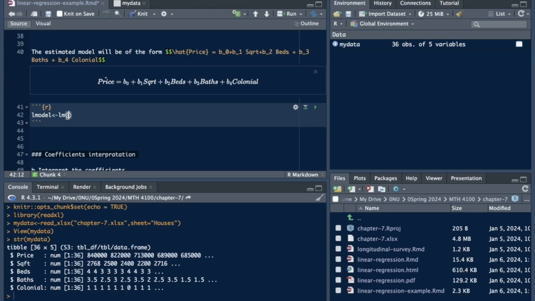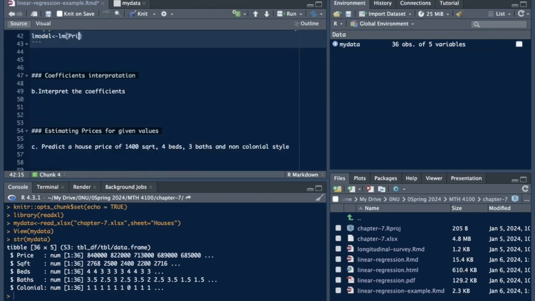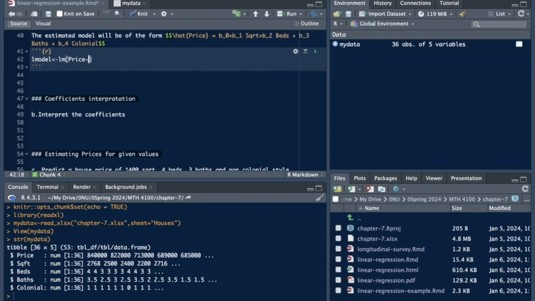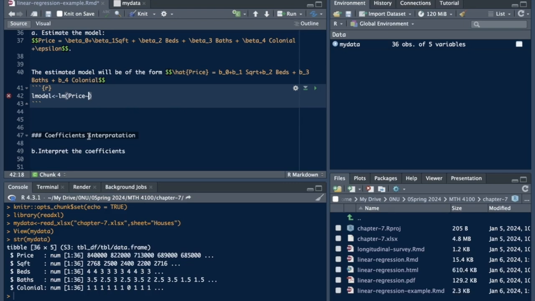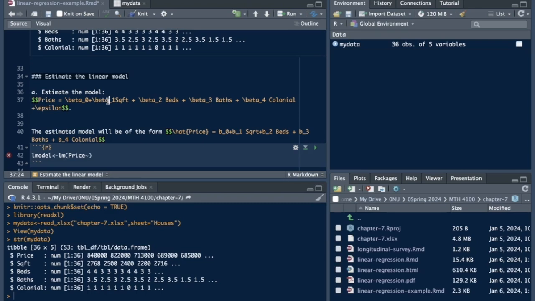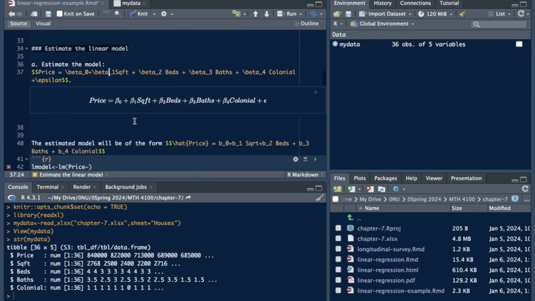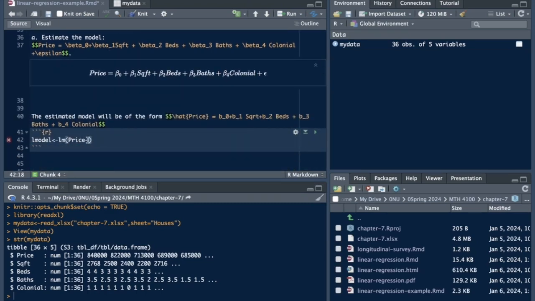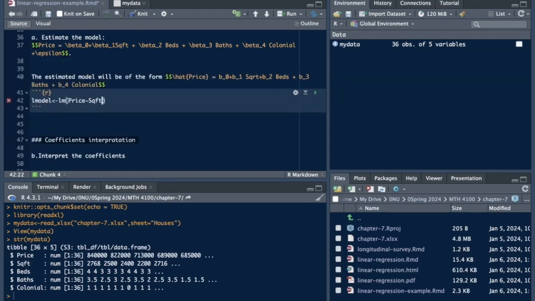Anyway, LM is a linear model function. The first argument is going to start with the response variable. Then we use a tilde. Then you write all of the independent variables, all the variables that you believe have a relationship with the price. In this case, the question asks for the relationship between the price and all of the variables, so that's fine. You can write SQ, and you have to stick to the names, by the way, plus beds, plus baths, plus colonial, right?